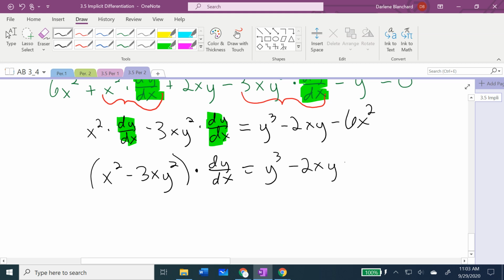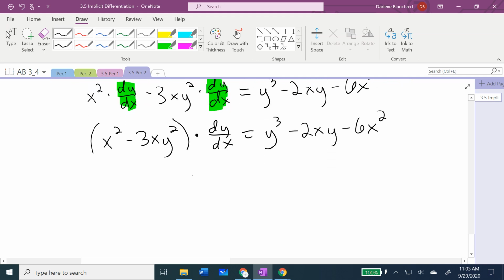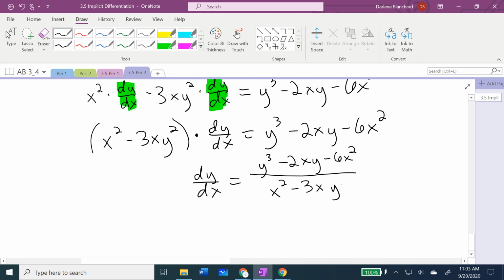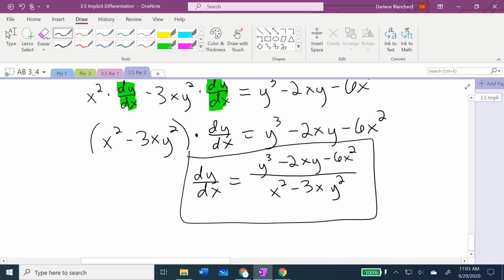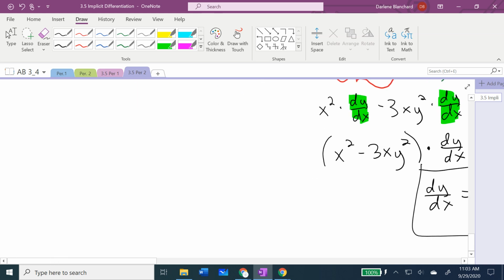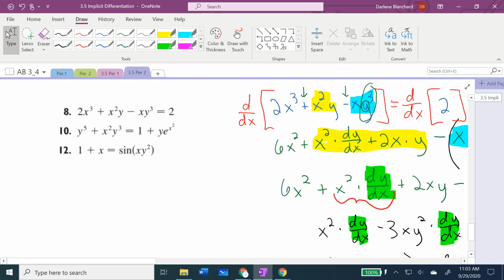And once you get to this step, all that's left is to divide. So dy dx is equal to this numerator divided by that. Okay, now I'm going to move on to problem number 10 and talk you through that one.